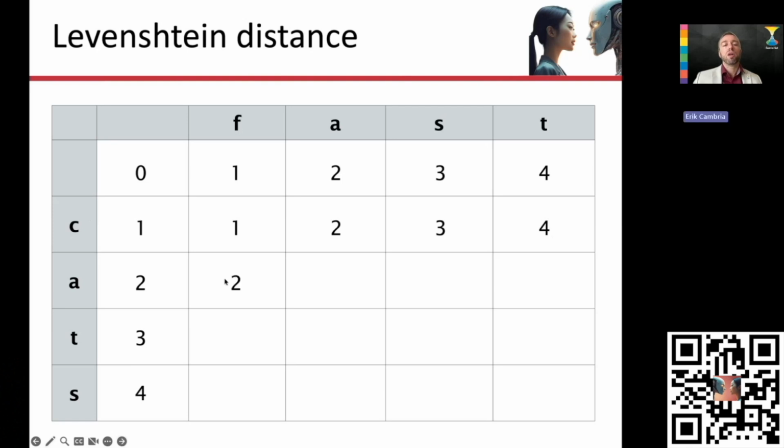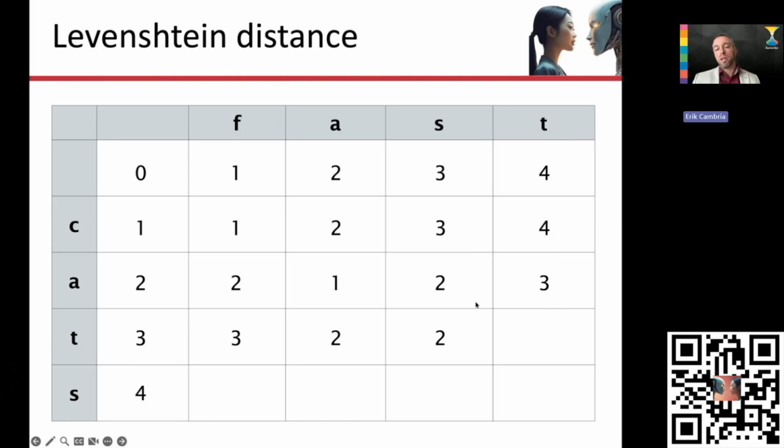Same as I do here. And now look, A is the same. So this comes at no cost, so I don't have to do any operation. I just bring down whatever number I have on the top left corner. So here I put 1. But then next A is different from S, so I still do the same as before. The minimum is 1 + 1, 2. Minimum is 2 + 1, 3. Then I continue until I once again encounter the same letter.